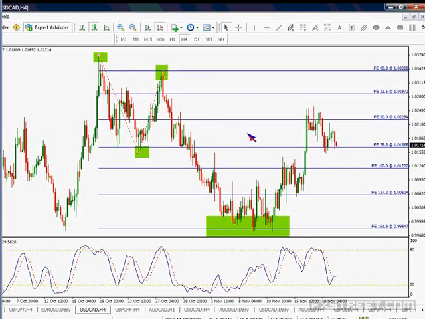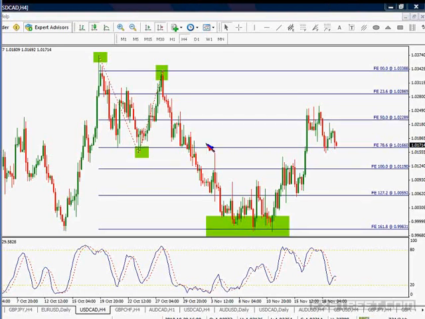Your ultimate targets for a Fib expansion: your first and immediate target for a bearish move is always the Fib 100. This is the minimum place that price will go to.